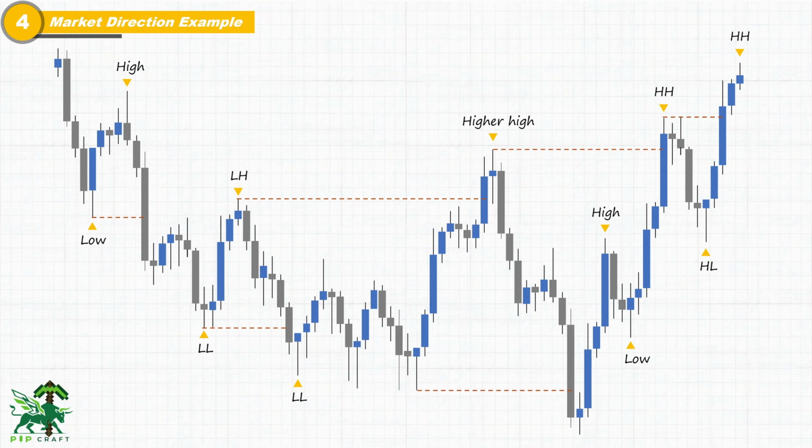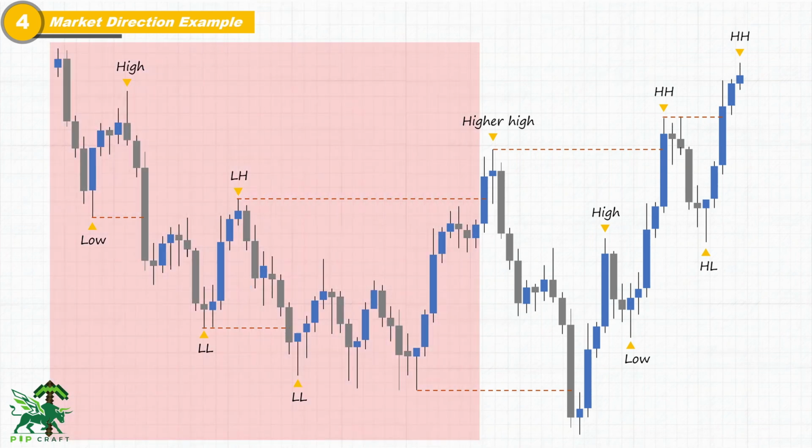So if we wanted to mark the market direction in this example, it would look like this. The red areas show when we had a bearish trend, the green area shows when we had an uptrend, and the gray areas are neutral, with no clear direction.